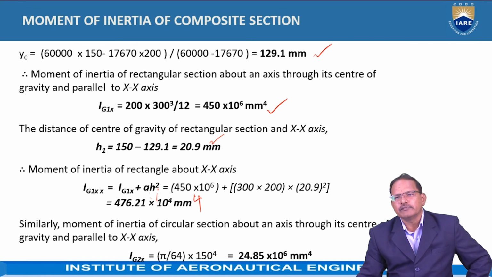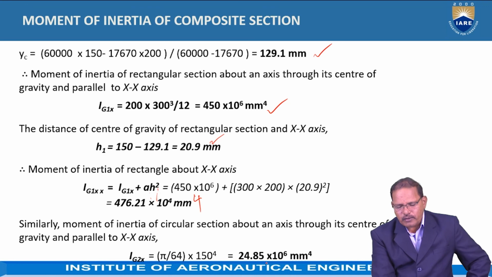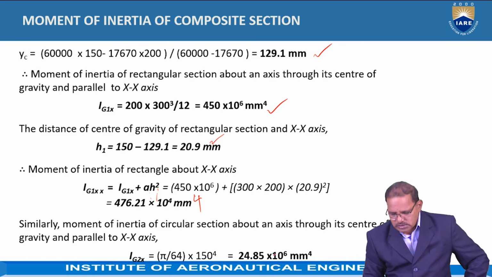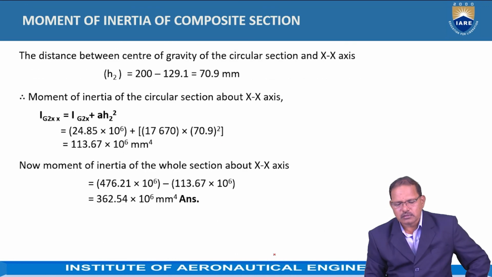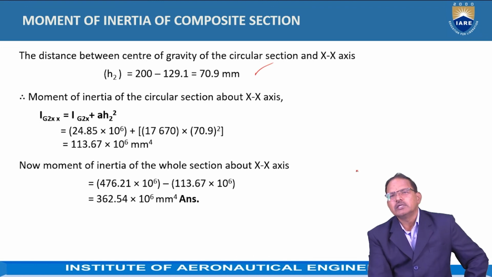Similarly, the moment of inertia of the circular section about an axis passing through its center of gravity and parallel to the x-axis is given by Ig2x is equal to pi by 64 into d to the power of 4, which is equal to 24.85 into 10 to the power of 6 mm to the power of 4. And the difference between the center of gravity of the circle and the center of gravity of the whole section is equal to 200 minus 129.9, which is 70.9 mm, which is treated as H2.